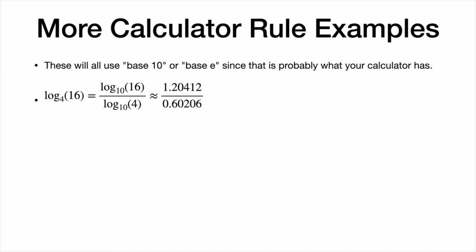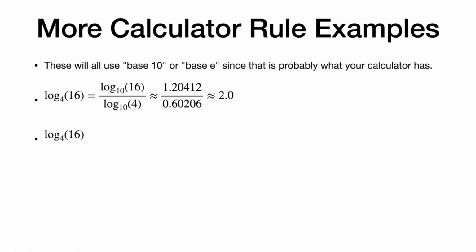So the question is, will this give us 2? If you divide these out, you do in fact get exactly 2. Now, as I said, when you do logarithms and exponents on your calculator, you shouldn't always expect an exact result. Sometimes they'll be off by just a little bit, and we'll see that in our next example.